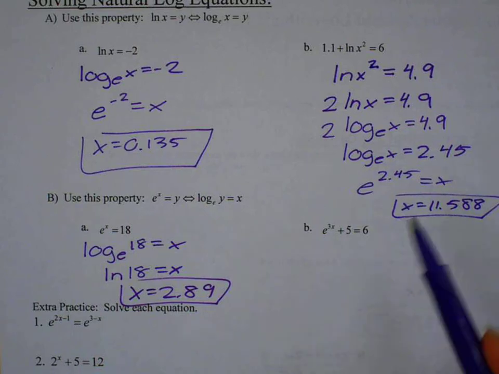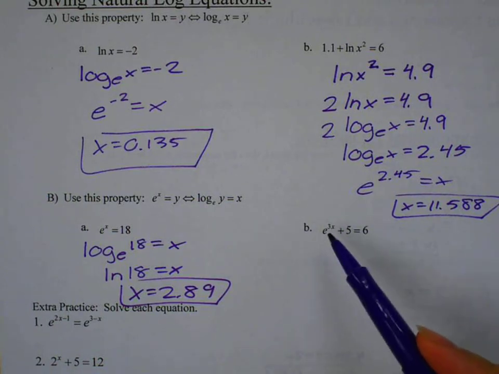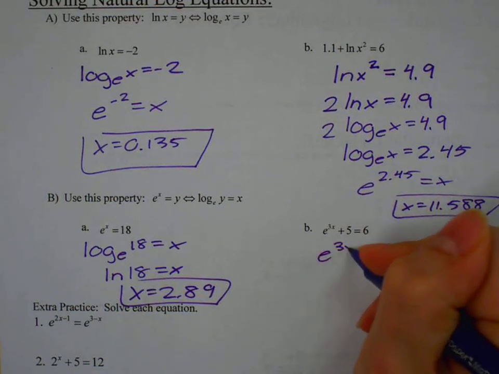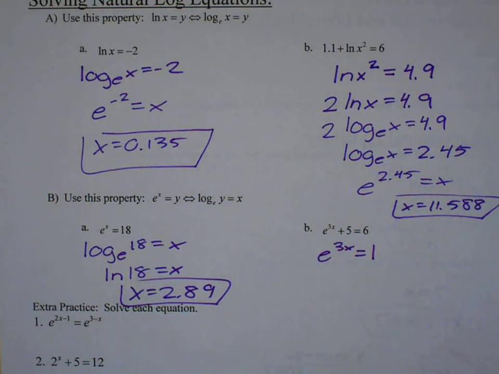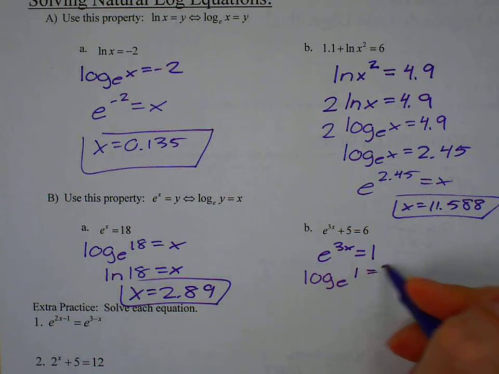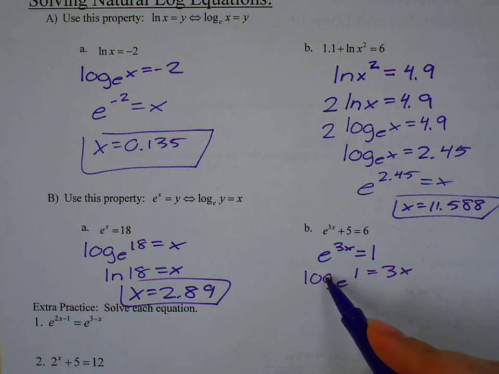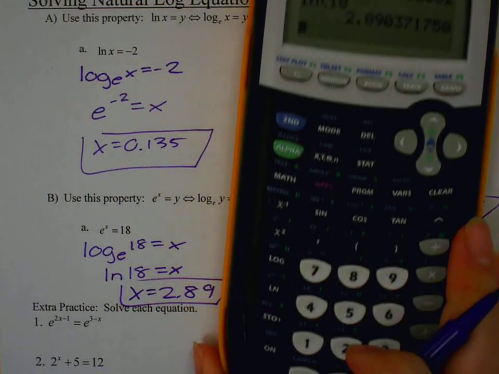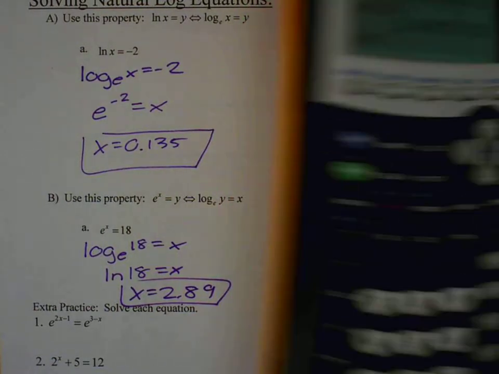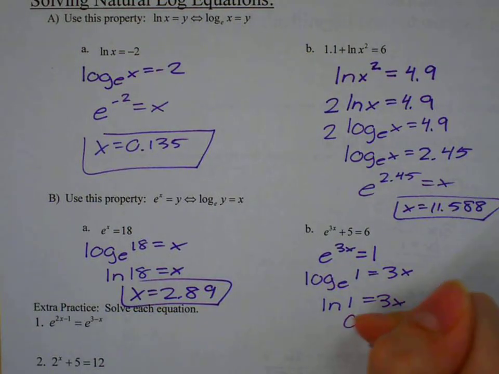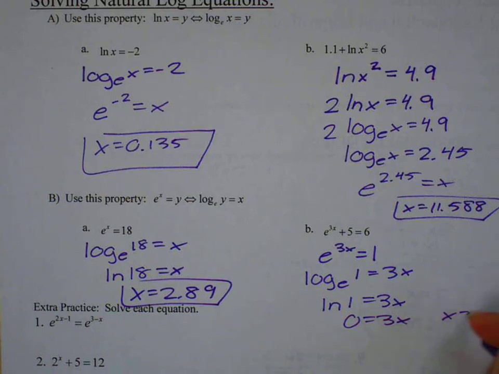And again, if it's not by itself, we need to get it by itself first. So I'm going to subtract 5 from both sides. And then I'm going to put this in logarithmic form. So log base e of 1 equals 3x. Log base e is the same thing as natural log. So I can use the ln button on my calculator and say ln of 1 equals 0. So I get 0 equals 3x, or x equals 0.